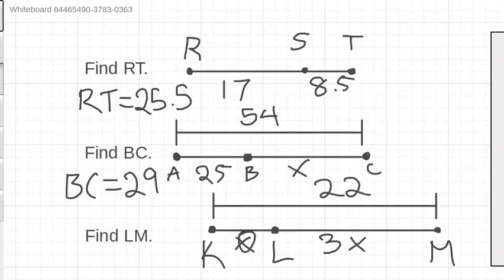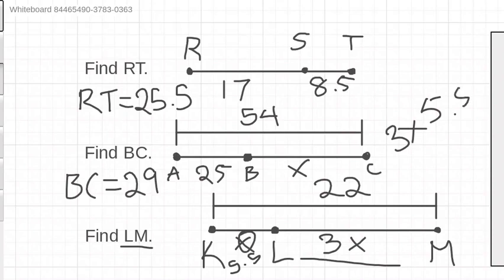But they're asking about LM. So 5.5 is x, but they're asking about LM, which is 3x. So we would have to do 3 times 5.5. 3 times 5.5 is just 16.5. So LM would be 16.5.